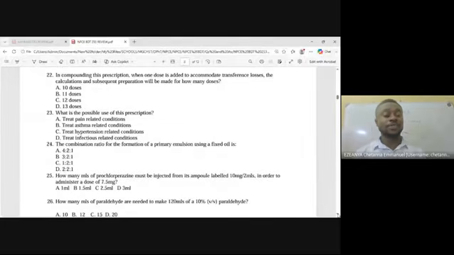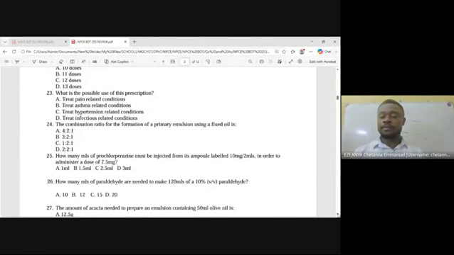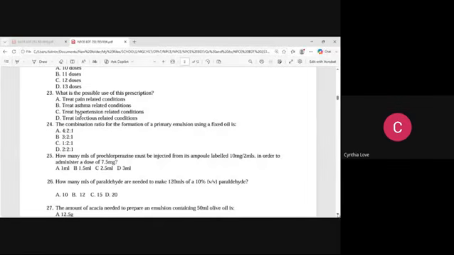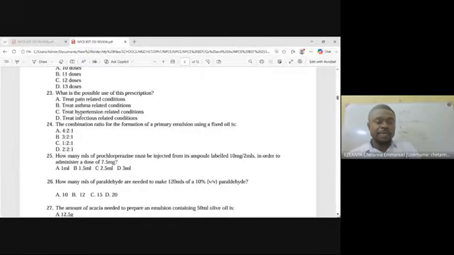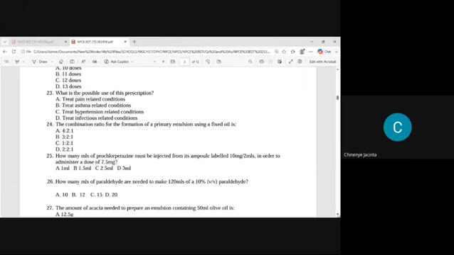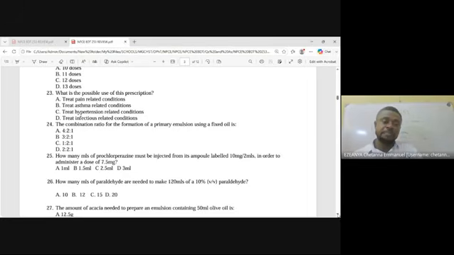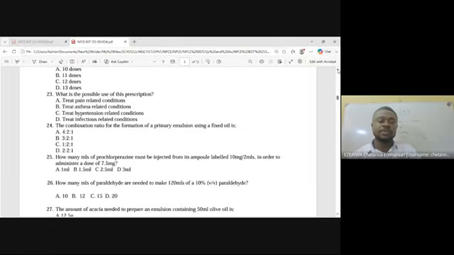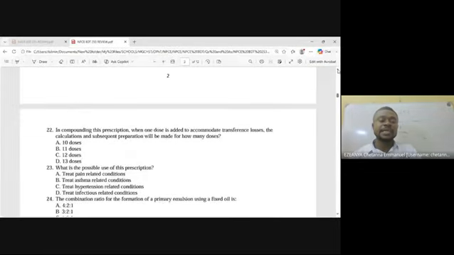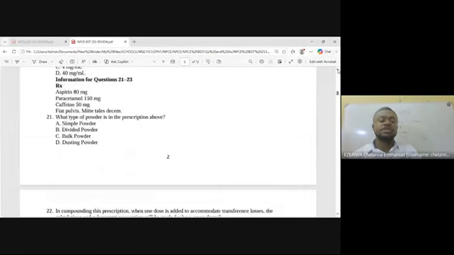True or false? True. Number 23, I read. What is the possible use of this prescription? The answer is A. Yes, pain-related condition. Pain-related condition. So the answer is A.